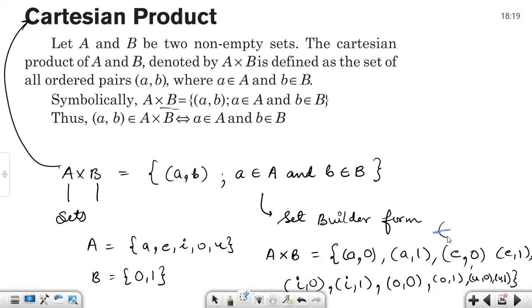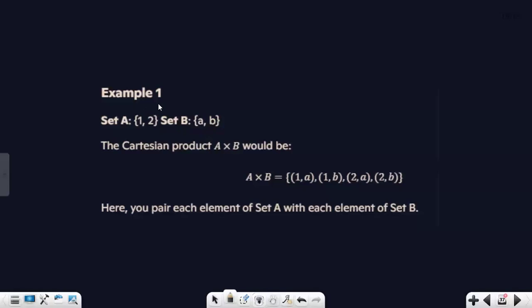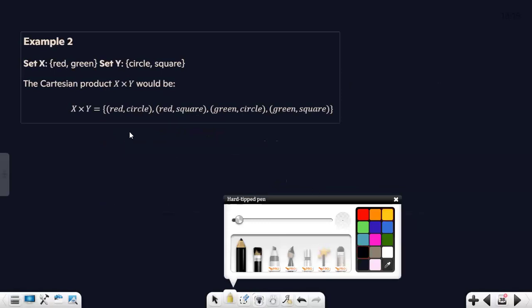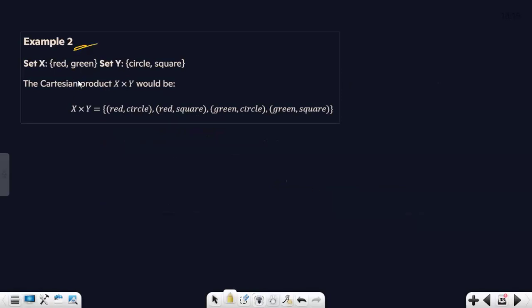Clear? Any doubt? Let's take one more example. Let's take second example. It is easier. So example number 2.